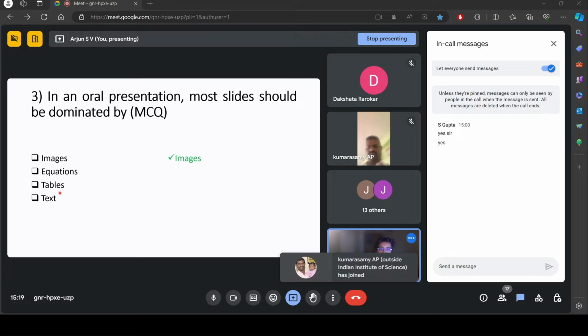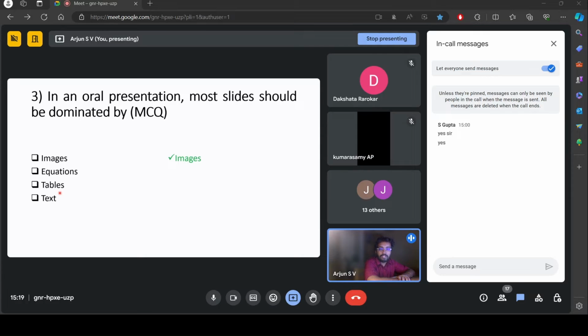So if you have a lot of images, those images should be self-explanatory. Self-explanatory as in they should try to convey whatever you are trying to convey through text in a single figure, and that should cover almost only 1 minute. So images is the correct answer.